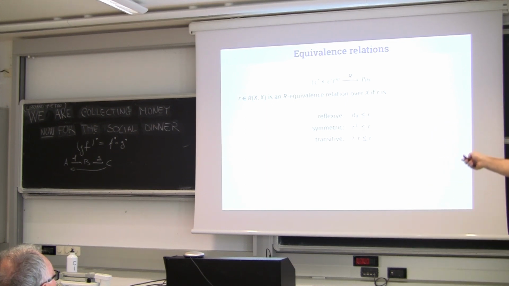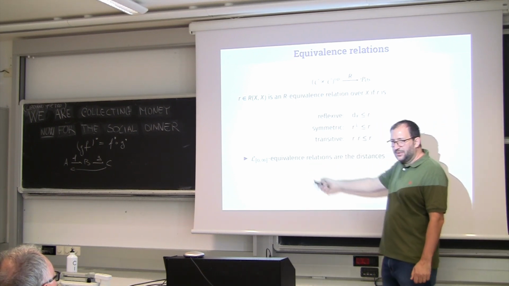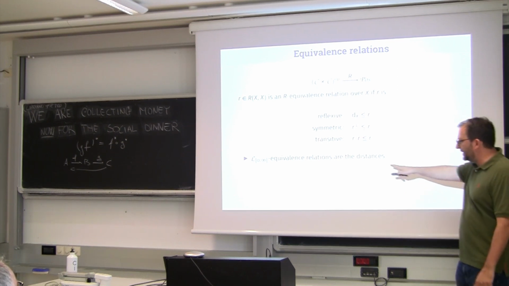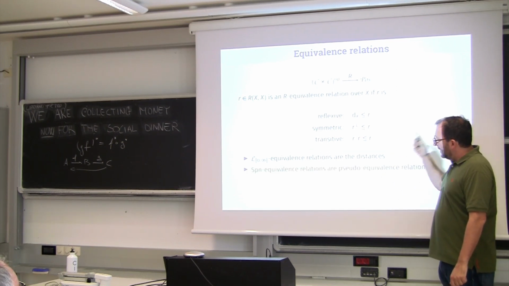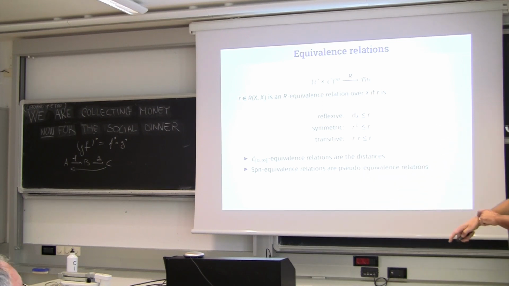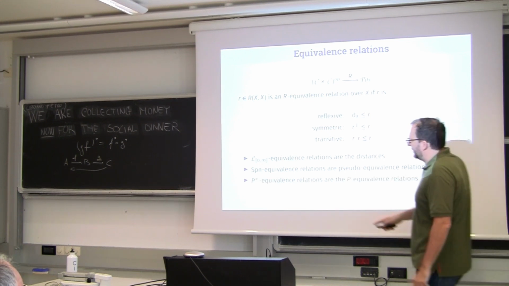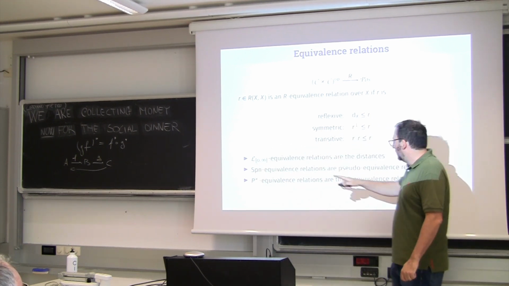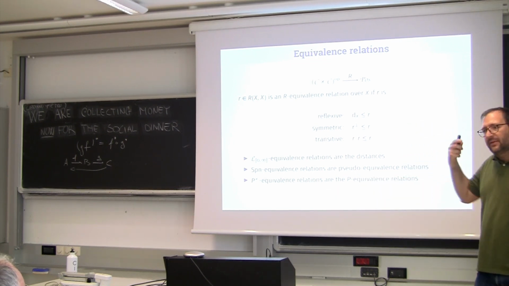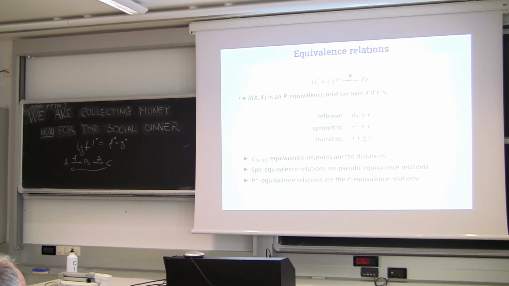So this is the definition of equivalence relations. In the metric examples, the equivalence relations in the relational doctrine of metric relations are precisely distances. In the relational doctrine of spans, the equivalence relations are the pseudo-equivalence relations of the base category. And if I take a doctrine that derives from an elementary existential doctrine, the equivalence relations are the same equivalence relations that I could have written in the original doctrine, so we are not losing anything.